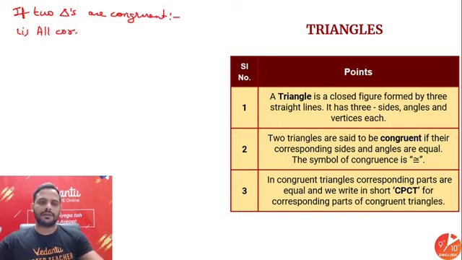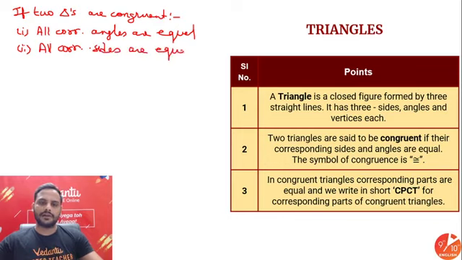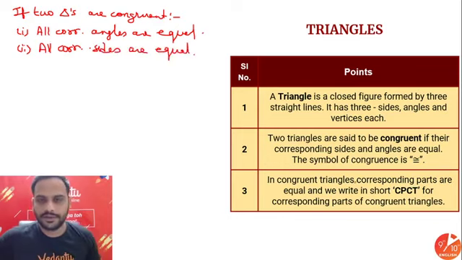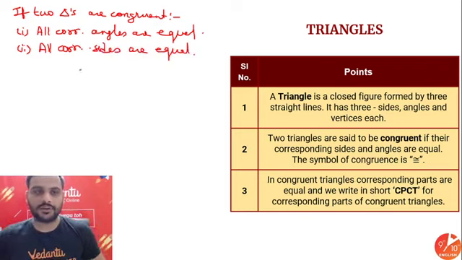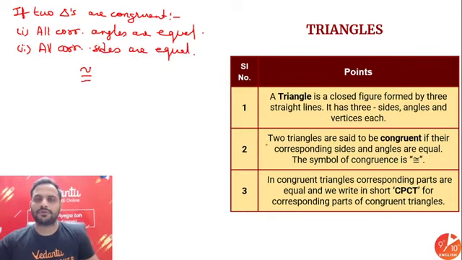All corresponding angles are equal and all corresponding sides are equal. Corresponding angles are equal, corresponding sides are equal, and this is the sign for congruency.